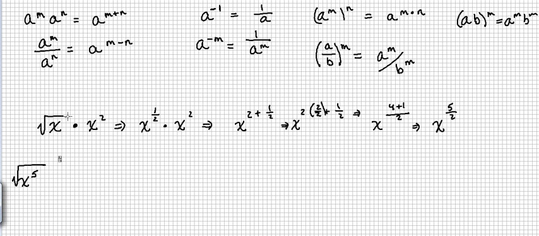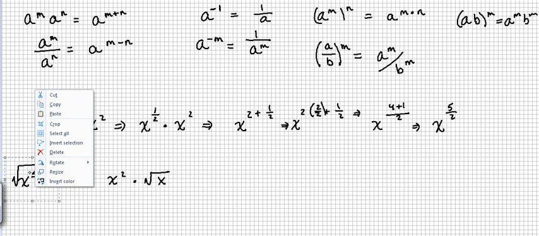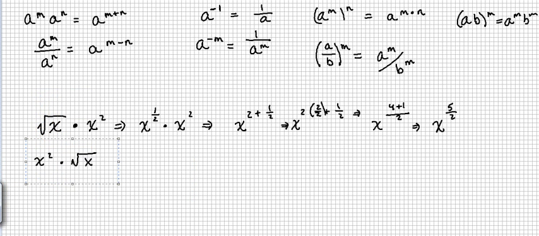If you didn't see that, you would look at it like this. X squared times root x is going to be like square root of x. Well, let's break it down a little further. It's going to break down into x times x times square root of x. Square root of x times square root of x is equal to one of these x's.